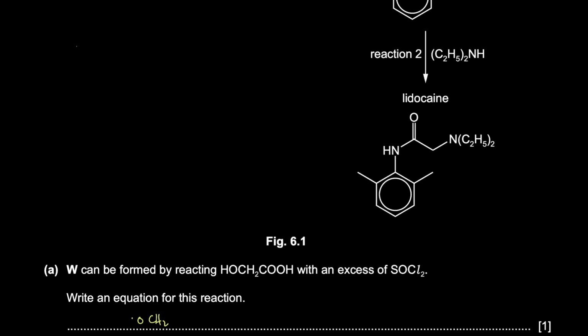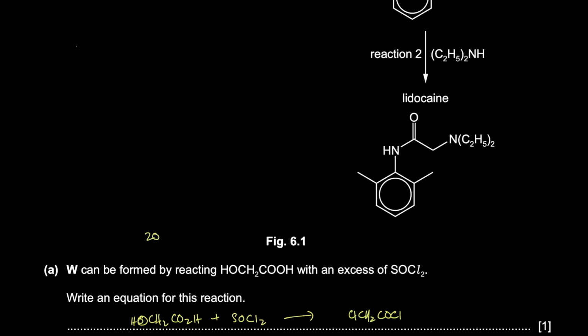We have CH2, OH, and then CO2H reacting with SOCl2 to form this. What we get is Cl, CH2, COCl. So what's happened over here is that the two chlorine atoms have substituted for the two OH groups.